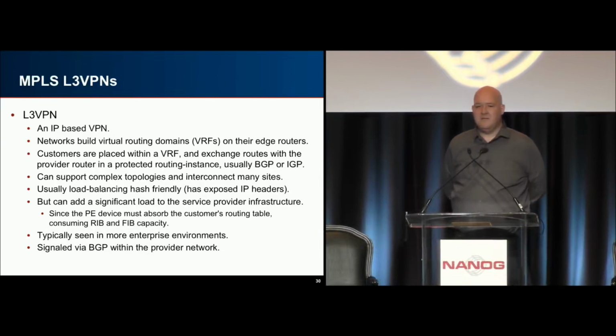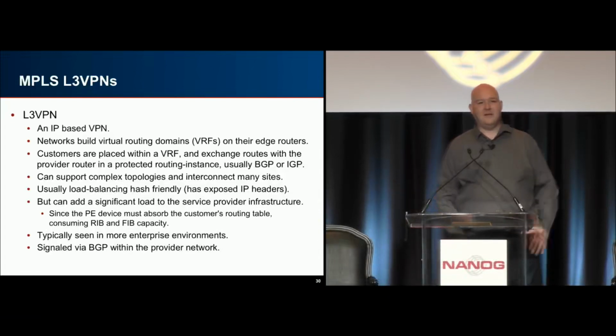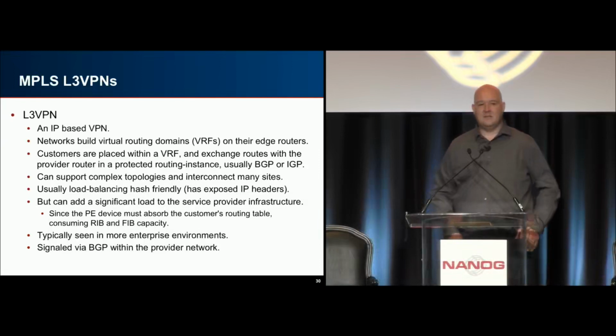So each PE device now has to know about the customer's forwarding table, where before if you had a point-to-point circuit, maybe the customer passed 1 million routes across it and 1 million MAC addresses, you never knew, you never cared. Now you actually have to maintain state. So this is one of the big drivers of using large amounts of IP network of routing capacity inside a carrier router. And like I said, you typically see this in more enterprise networks.